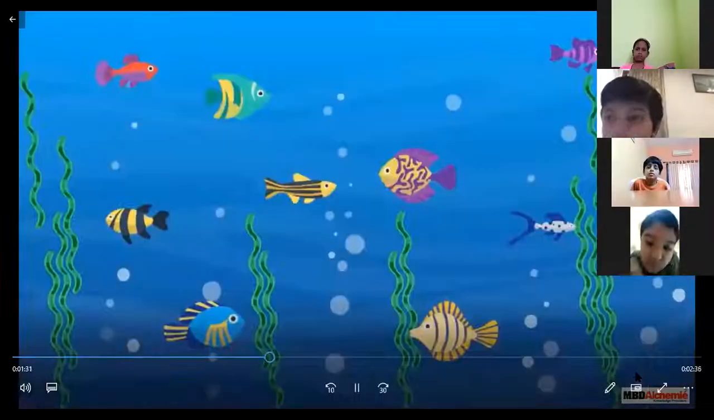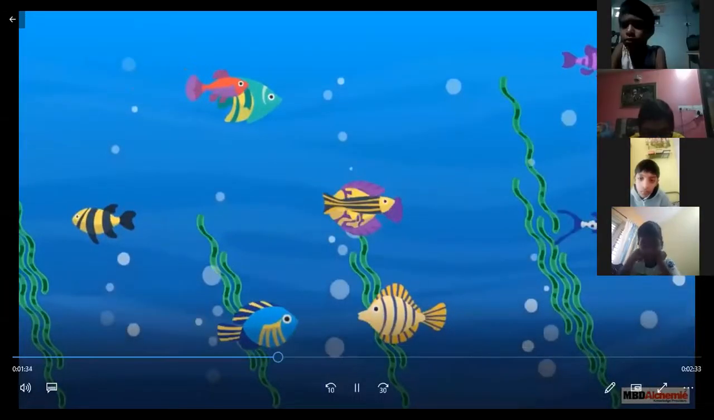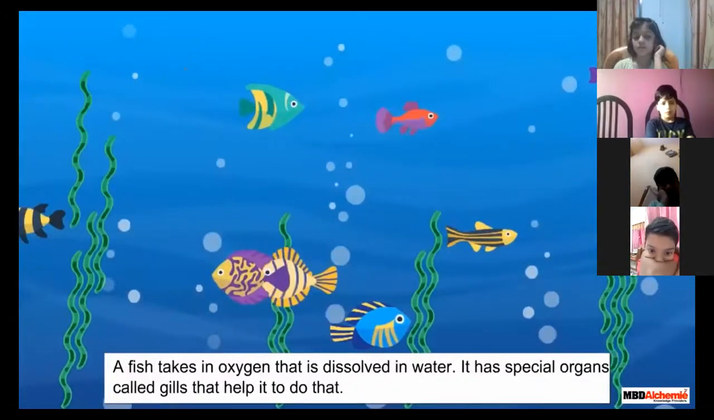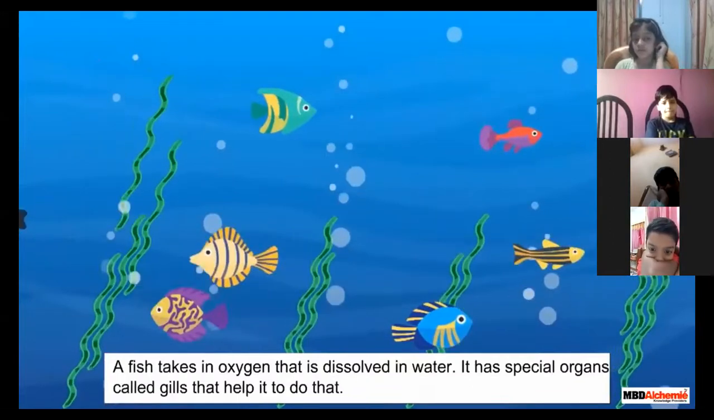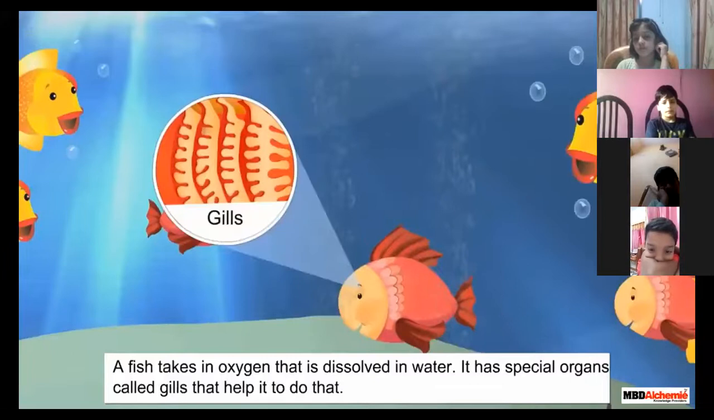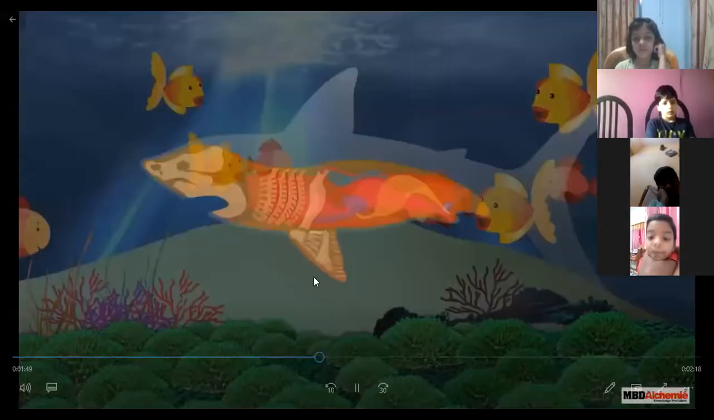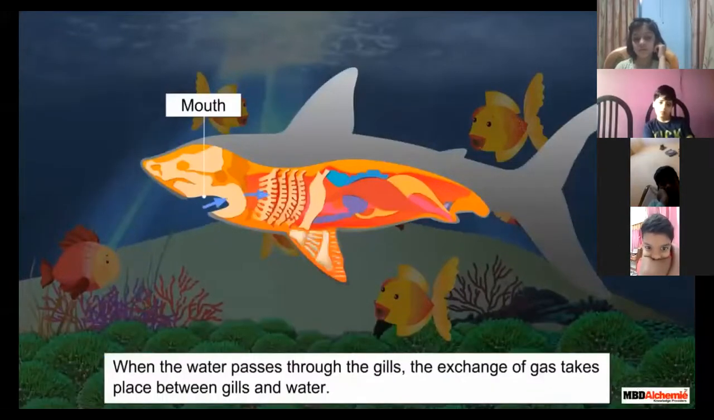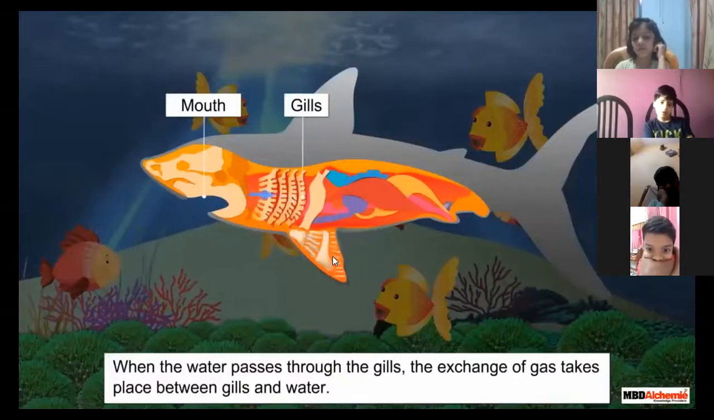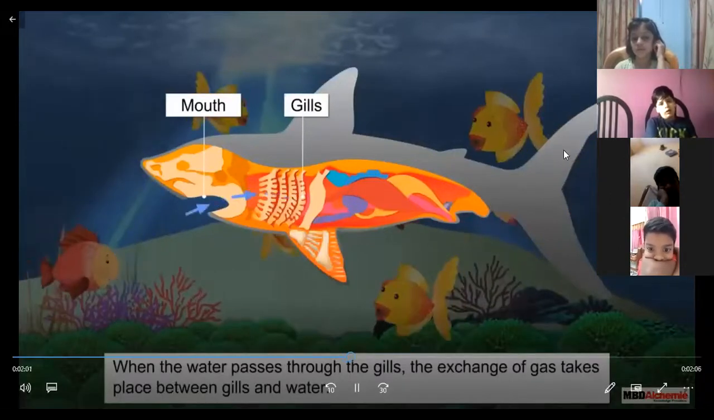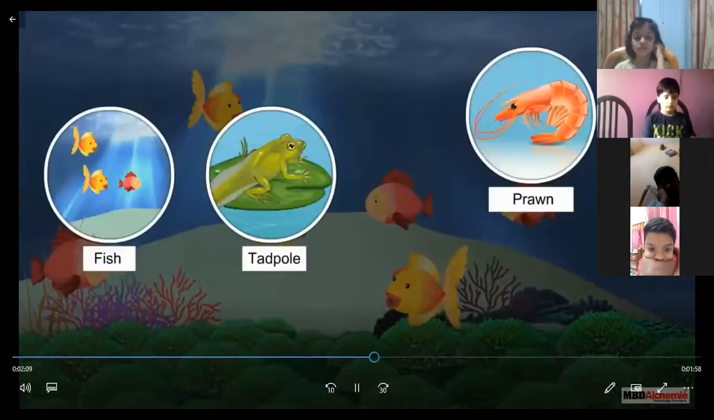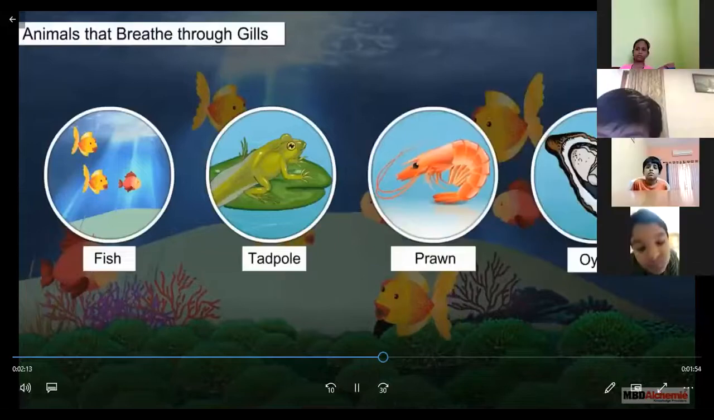Let us look at the breathing organs in aquatic animals. Look at a fish. Since a fish lives in water, it has to take in oxygen that is dissolved in water. It has special organs called gills that help it to do that. Water enters inside the body of the fish through its mouth. When this water passes through the gills, the exchange of gas takes place between gills and water. The gills take in oxygen dissolved in water and release carbon dioxide. Like fish, tadpoles, prawns, and oysters also breathe through gills.